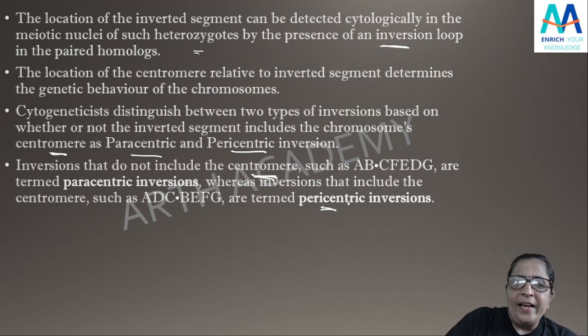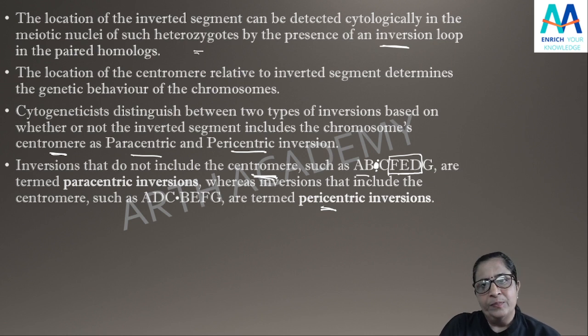Got it? Like if I am talking about A, B, C, you can see the inversion is here. यहाँ पे inversion हो रहा है. D, E, F में inversion है, तो ये inversion यहीं पर हो गया है. This centromere, ये जो centromere है, ये involve नहीं है. तो जो भी inversion हो रहा है वो centromere से अलग हटके हो रहा है.